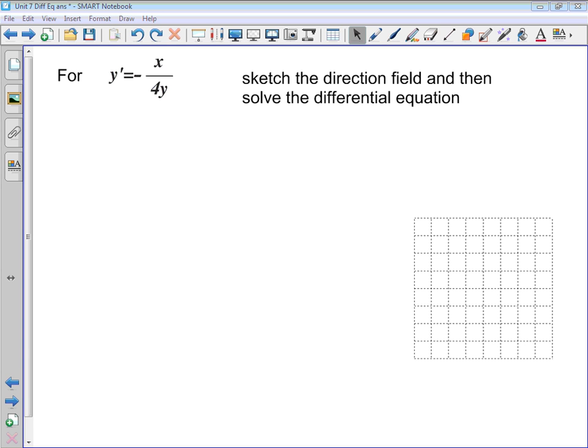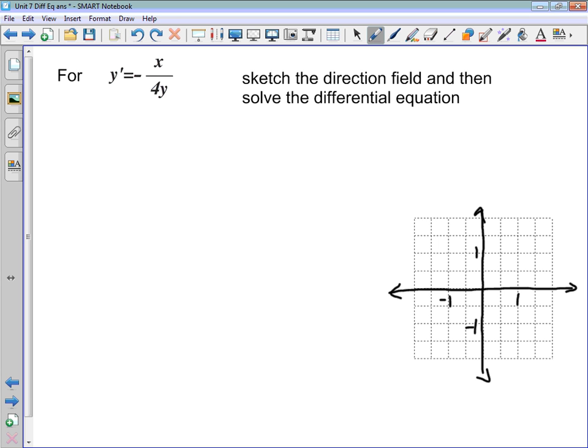So in this example, we are given a differential equation, y prime equals negative x divided by 4y, and we're asked to sketch the direction field and solve the differential equation. So let's start by setting up our little graph here for our slope field, with marks at 1, -1, 1, and -1 right there.